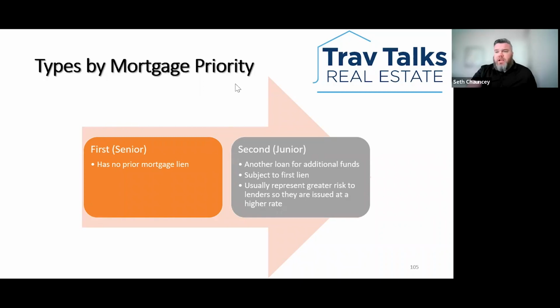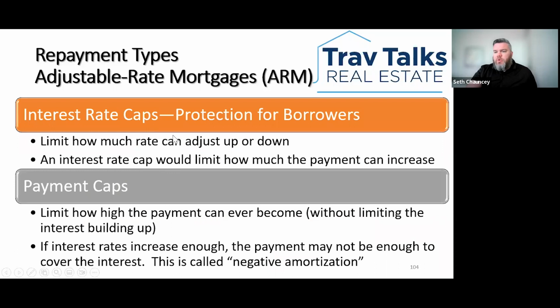So that's what I'm saying, because of payment caps. Let me put this back up. If you had a payment cap, it could limit how high the payment could ever become. In other words, if you had a payment cap that says you will never pay more than $1,500 a month towards your principal and interest, but you don't have an interest rate cap, and so your interest goes up to 8%, and 8% of your loan ends up being $1,700 a month, that means the payment is not enough to even pay all the interest. That's negative amortization.